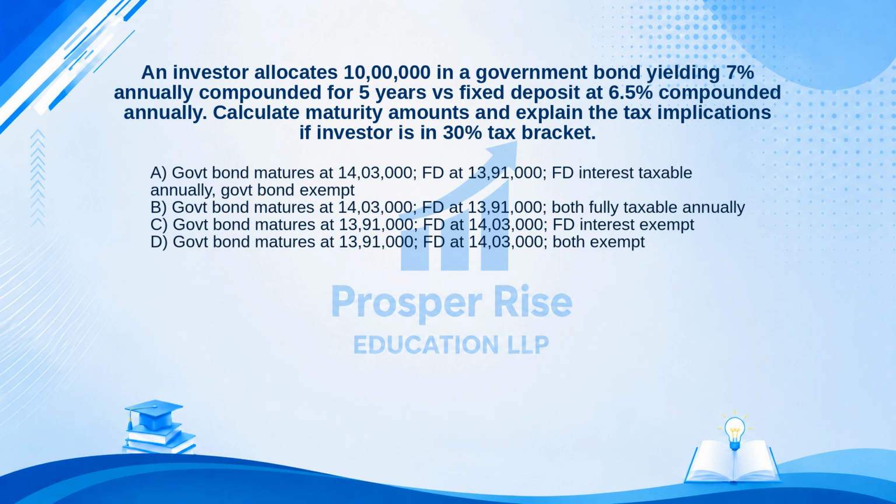Here are your options. A. Government bond matures at 14 lakh 3,000, FD at 13 lakh 91,000. FD interest taxable annually, government bond exempt. B. Government bond matures at 14 lakh 3,000, FD at 13 lakh 91,000, both fully taxable annually. C. Government bond matures at 13 lakh 91,000, FD at 14 lakh 3,000, FD interest exempt. Or D. Government bond matures at 13 lakh 91,000, FD at 14 lakh 3,000, both exempt.